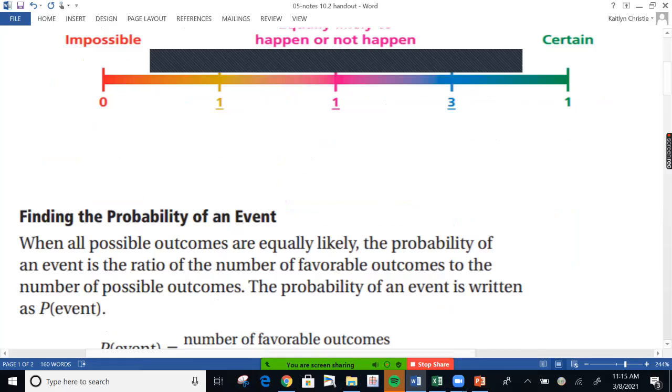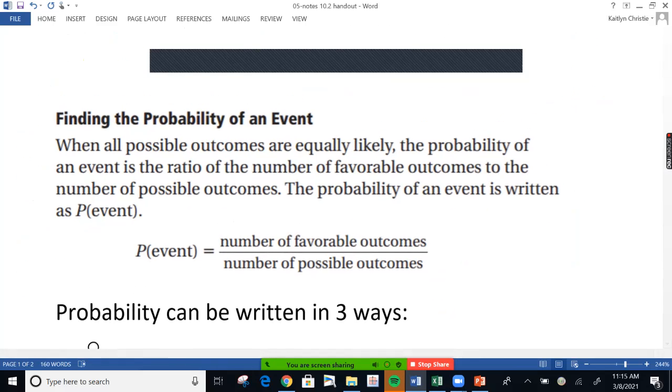So let's move on. Next, we're going to talk about finding the probability of an event. We talked about this a little bit yesterday.